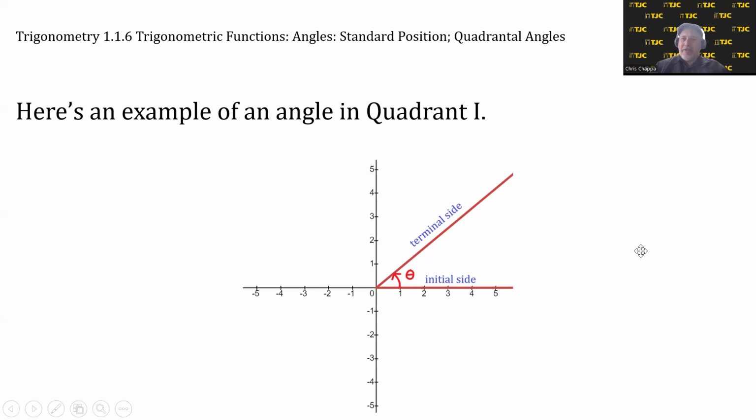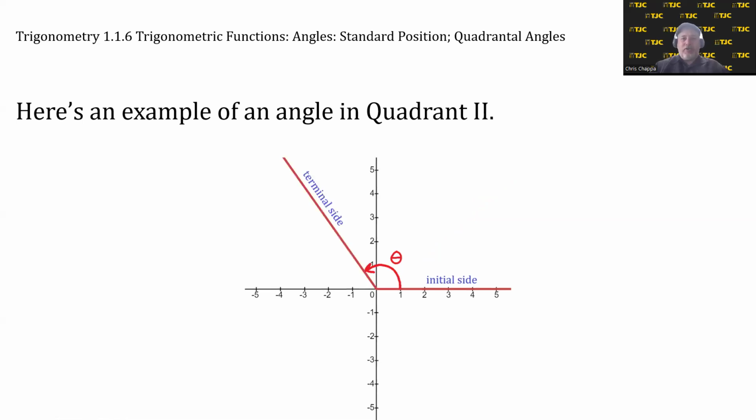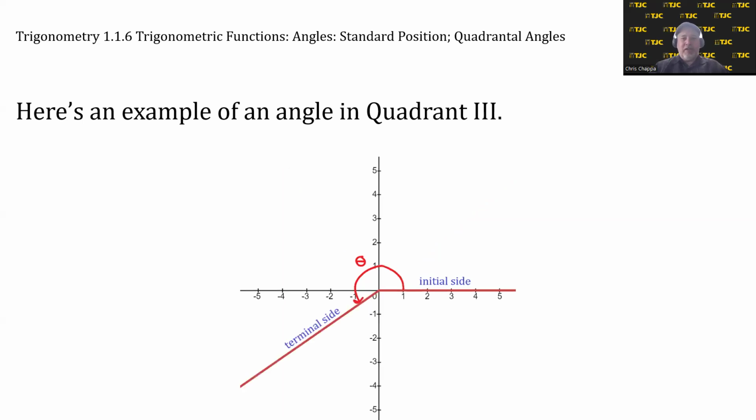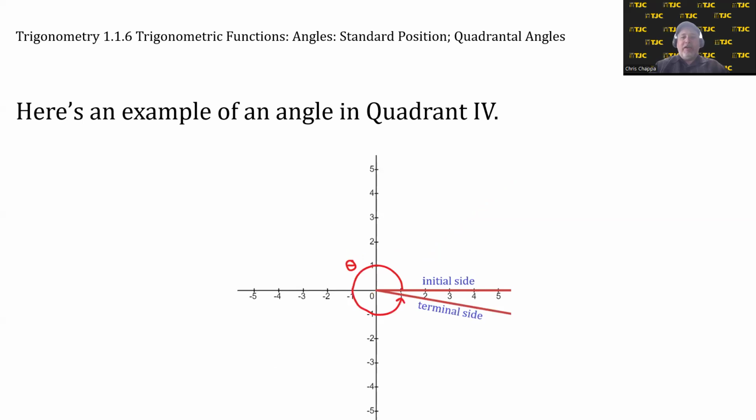If we keep rotating the terminal side, we can get to quadrant 2. Notice the initial side is still on the positive x-axis. That's where it always initiates from when it's in standard position. Keep rotating until we get to a terminal side in quadrant 3. It's a quadrant 3 angle. And if we keep rotating and have the terminal side in quadrant 4, we get a rather large angle. Again, the initial side is always on the positive x-axis.